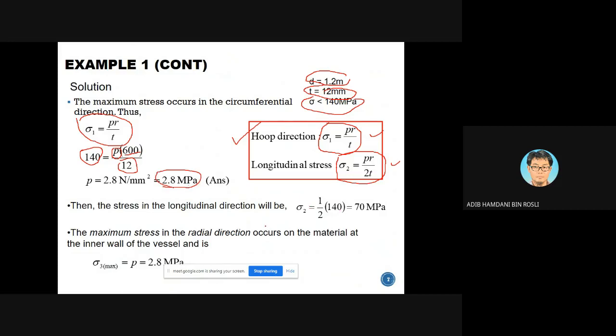And actually you can check if you put this value 2.8 megapascal, and then the longitudinal one will be 70, right? I mean, you can put it like this, or you can put it directly into the equation. Because you know that the maximum sigma 1 is 140, you can just divide by 2, right? And this is just a check, okay?